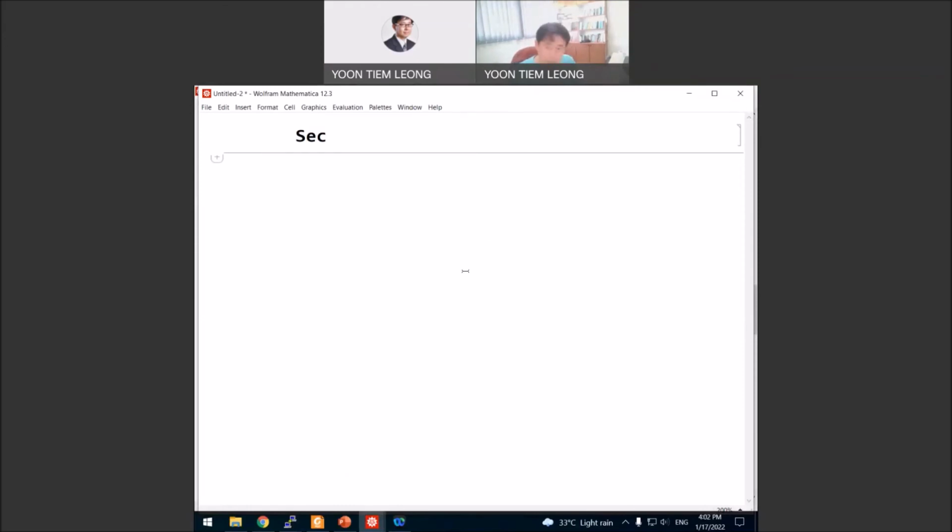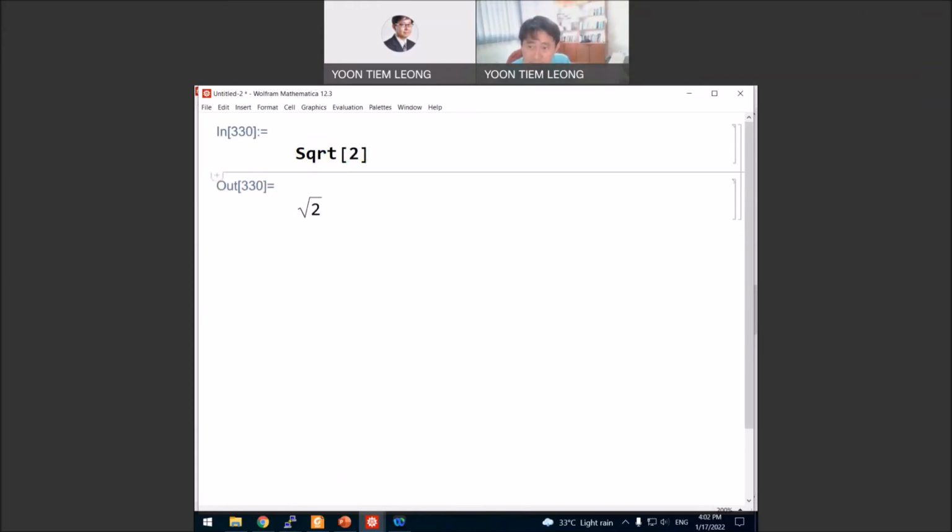Okay, so maybe I should do a better job. Since I have Mathematica, why don't I just use Mathematica to tell me the arcsecant of square root of 2. So I'm asking for square root of 2, and Mathematica can give you square root of 2. It looks like this. So I'm asking Mathematica, can you tell me the value of arcsecant of square root of 2? It should be pi over 4. So I think I'm correct to say just now that arcsecant of square root of 2 is pi over 4.